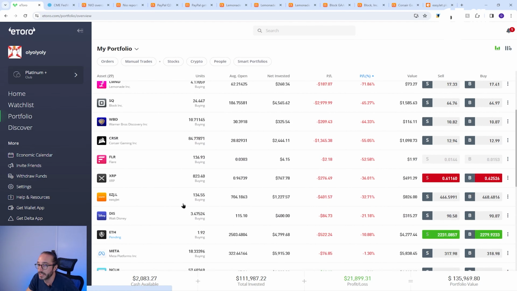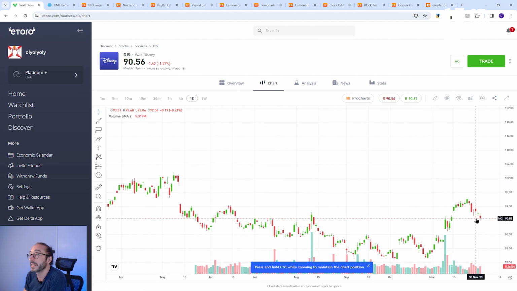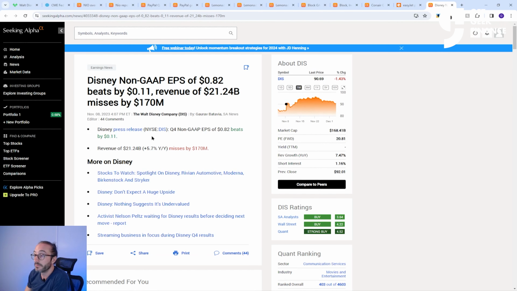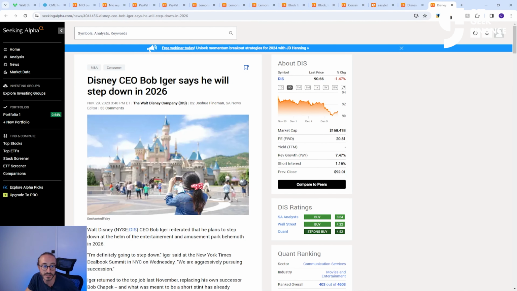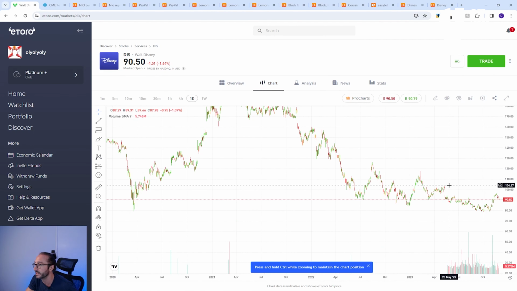Next on my portfolio update is Disney, and this is down 21.18%. This went up massively in November, but has started to come back down now. They announced earnings this month, and earnings per share came in at 82 cents, beating by 11 cents, and revenue came in at 21.24 billion, missing by 170 million. The fourth quarter earnings did top profit expectations as cost cutting accelerated and streaming subscriber growth was better than expected. And the company's on track to hit 7.5 billion in annualized cost savings, which is $2 billion more than expected. In other news this month, CEO Bob Iger reiterated that he plans to step down in 2026. This was a Rona play, and I will be looking to cash this one out when it reaches profitability.